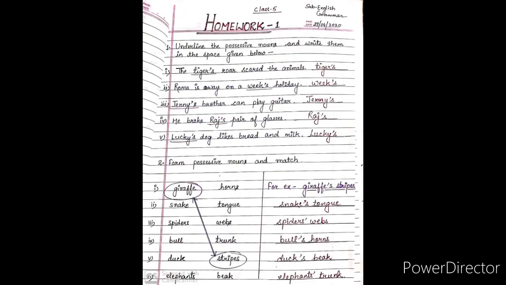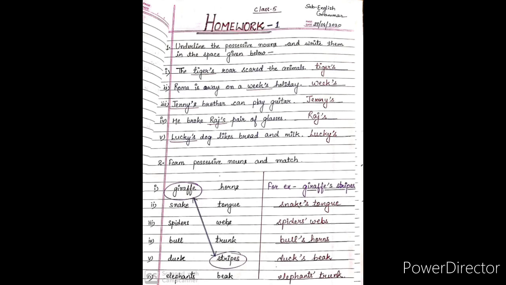Now for your homework, underline the possessive noun. There's an exercise. Underline the possessive noun and write them in the space given below. The tiger's roar scared the animal. Over here, which is the possessive noun? Tiger's. Tiger apostrophe s. It is a singular noun. Rima is away on a week's holiday. Over here the possessive noun is week's.